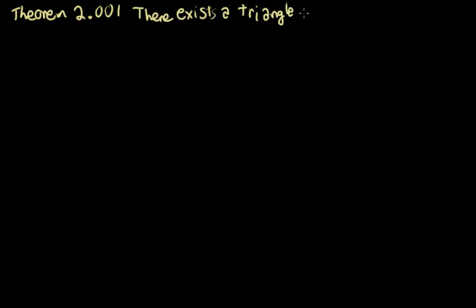In this video we're going to be going over Theorem 2.001. It says that there exists a triangle with angle sum less than 180. So we're not proving that every triangle inside hyperbolic geometry has an angle sum less than 180.